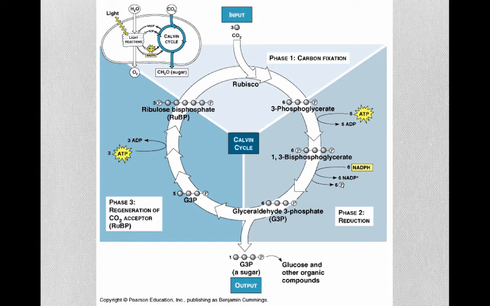The enzyme Rubisco that catalyzes this reaction works slowly, so plants tend to make a lot of it. It makes up about 50% of the total proteins in the chloroplast. Rubisco is the most abundant protein on the planet.